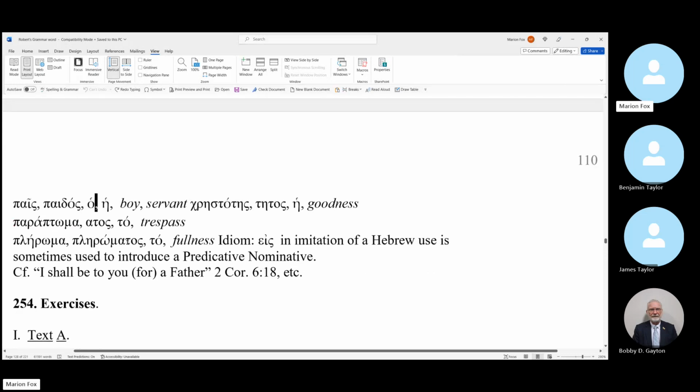Paraptoma, trespass. So you go where you shouldn't be. Pleroma, fullness. All right. And he says this is an idiom, that's a peculiarity of the language. Eis, in imitation of the Hebrew use, is sometimes used to introduce a predicate nominative. "I shall be to you for a father," and he's used besides 2 Corinthians 6:18. Any questions or comments?